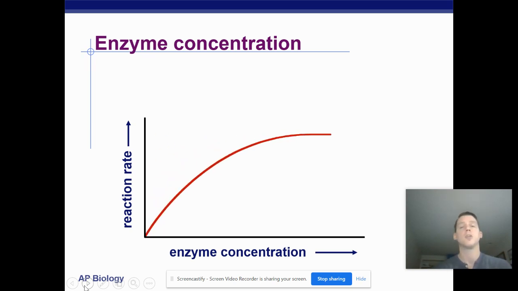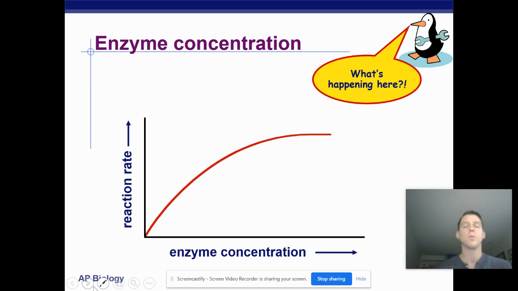Enzyme concentration can affect a reaction in the following ways. So let's take a look. We see the enzyme concentration increases as we go to the right, the reaction rate goes up, and we see that as enzyme concentration increases, the reaction rate increases as well. But what do you notice? It seems like it should be a straight line, right? More enzyme, faster reaction. We see that it slows down and eventually comes to a plateau.